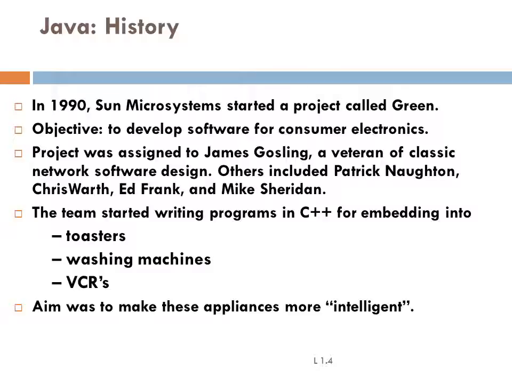In 1990, Sun Microsystems started a project called the Green Project. The main objective of this project was to produce software for consumer electronics. For this project, the team of James Gosling worked together and developed code in C++ for different electronic devices, such as toasters, washing machines, VCRs, etc.